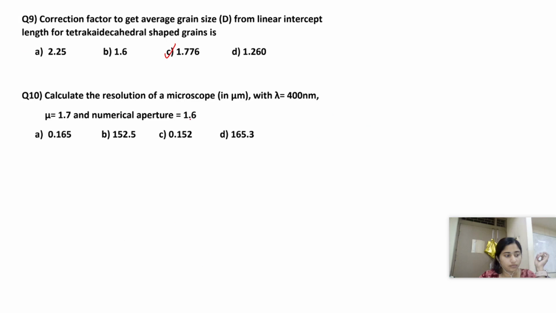Now see the 10th question. It's a very basic question. Calculate the resolution of a microscope in micrometers with lambda equal to 400 nanometers, refractive index mu equal to 1.7, and numerical aperture 1.6. So which formula do we have to use for this? Can anyone tell?